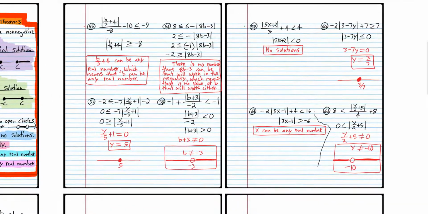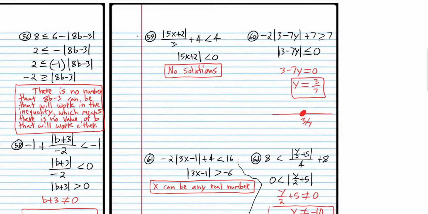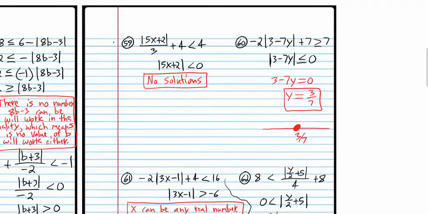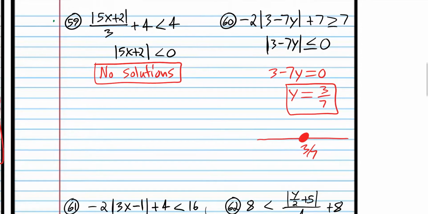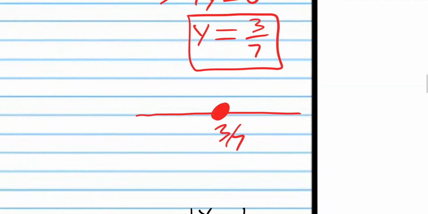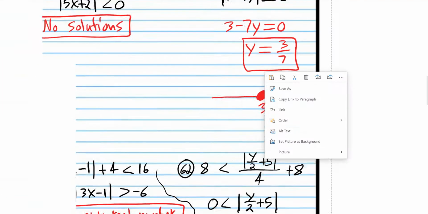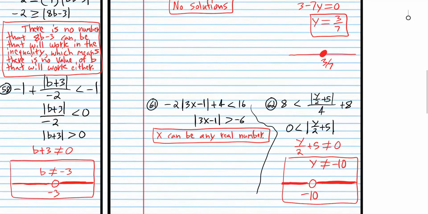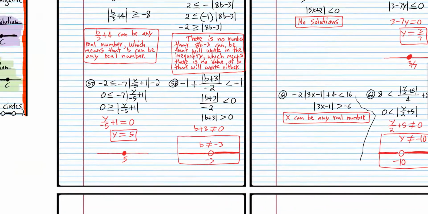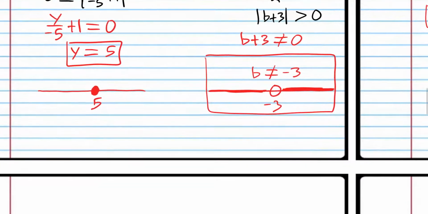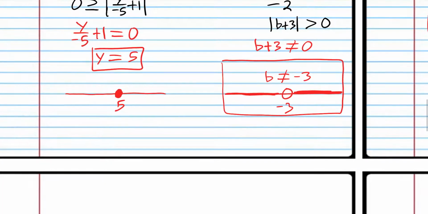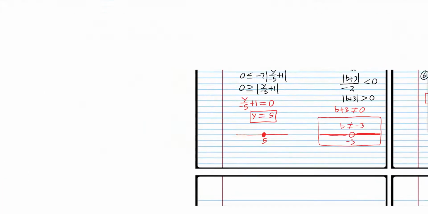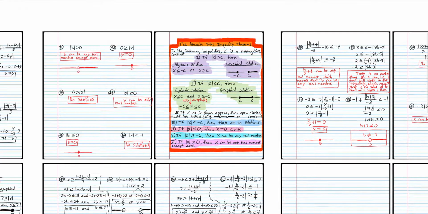But before doing that, I want to mention something. I forgot to graph some of these solutions. Now, if you have no solution, there really is no graph. But if you have y equals 3/7, then really all it is is a dot on a number line. So it's not really that important. But I did technically say to graph these. So for example, if you have y equals 5, again, that's just a dot on a number line. If b is not equal to -3, then you have an open dot, and the region around it is colored. So those were problems 55 on.